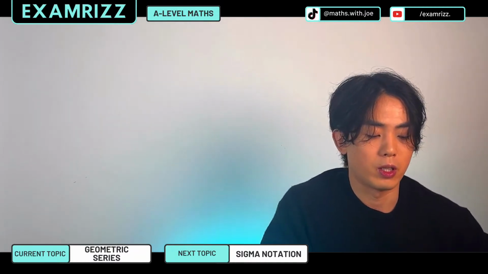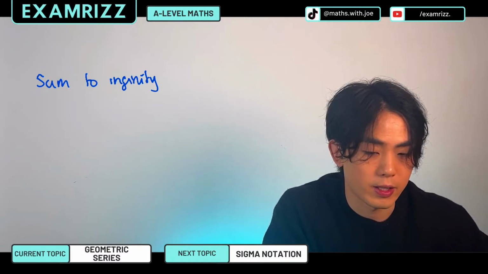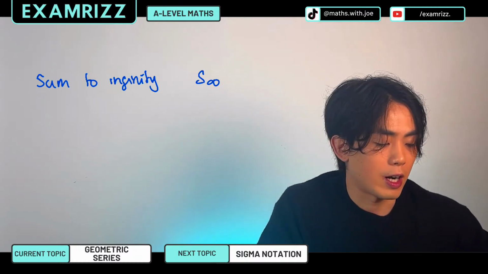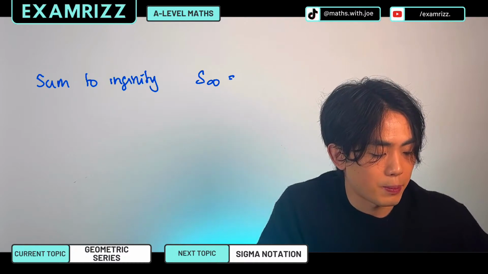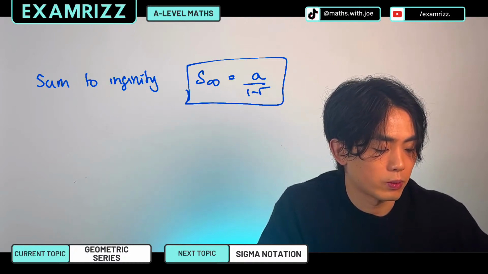There's actually one more equation that you do need to know for a geometric series. So for both arithmetic and geometric, you need to know the nth term equation and the sum equation. But for the geometric one, there's actually one more, and that's the sum to infinity equation. It's denoted by this symbol here, S infinity, and this is going to be simply a over 1 minus r. You might have seen this one before.